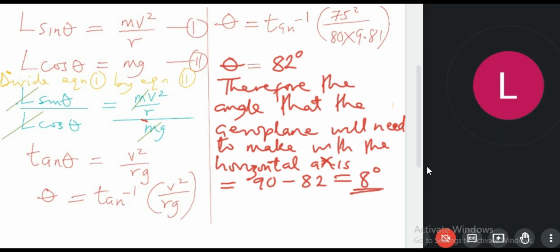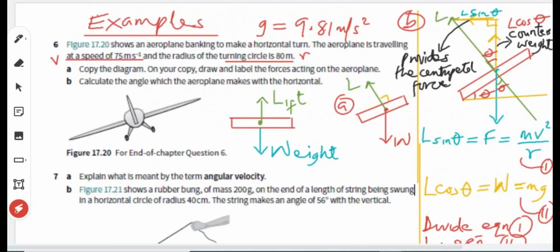All right. The lift has to be tilted at an angle to the vertical or at an angle to the horizontal so that two components of the lift will be provided. One component is going to balance the weight. The other component will provide the centripetal force. So this is how you can apply circular motion. We'll be looking at other examples in our next recording.